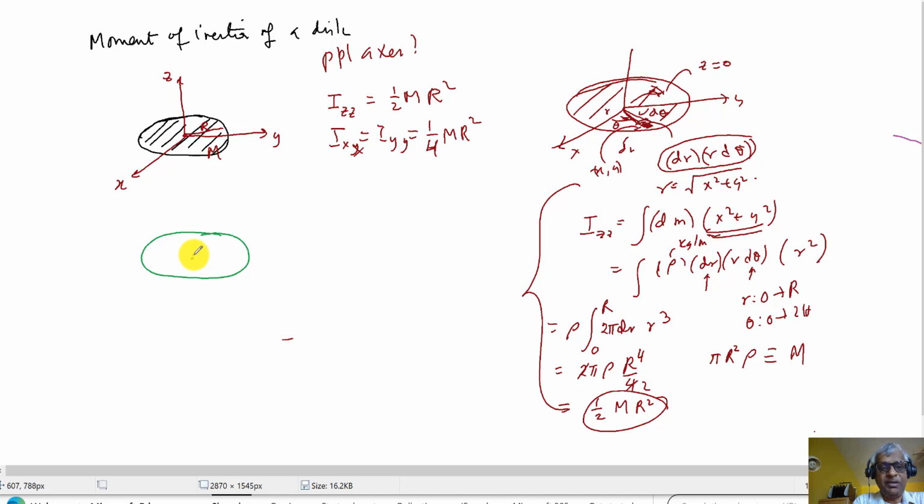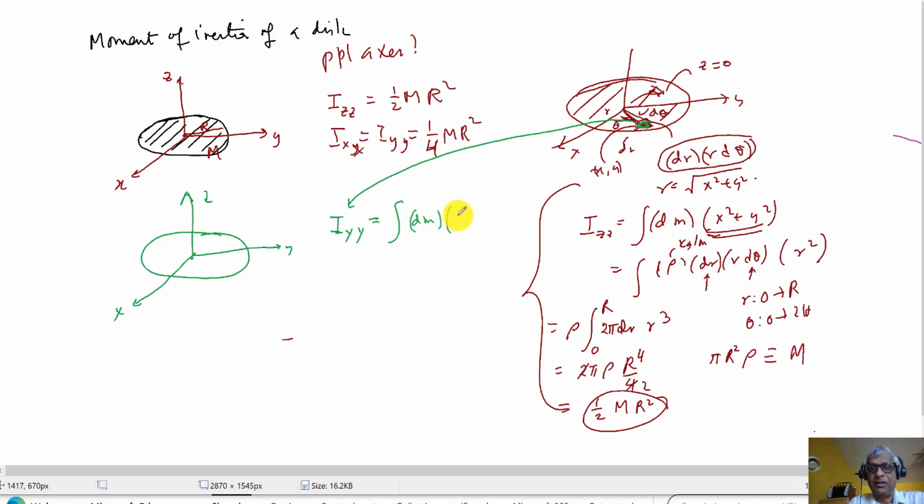So we are going to be doing the same thing. Let's try to do I y y. It is going to be the integral of dm times x square plus z square. Now the z term is 0 because z equals 0 for all the masses. So dm is the same thing.